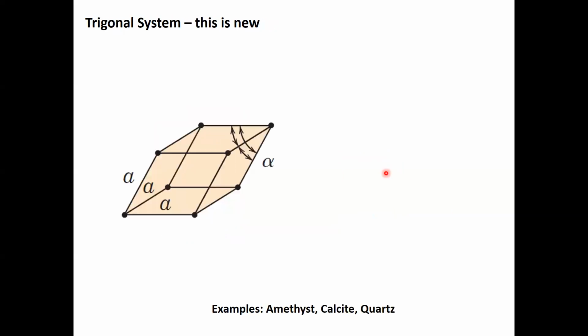And then after that we have the trigonal system, whereby all three sides of the unit cell have the same length. So we just call that A. And then all three angles within the unit cell are not equal to 90 degrees. And the examples of this system are amethyst, calcite, and quartz as well.